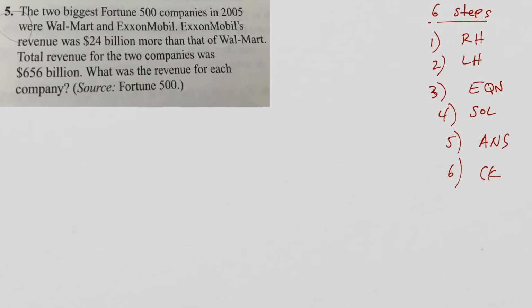All right, number 5. We're going to start with the right-hand side of the heading. So we're looking for the values that we're trying to find, the knowns or the unknowns. And that's going to be the questions asking, what's the revenue for each company? So Walmart's revenue and Exxon's revenue. So those are the 2 things that we're looking for.